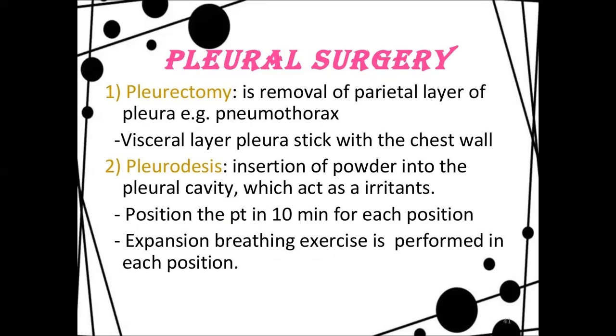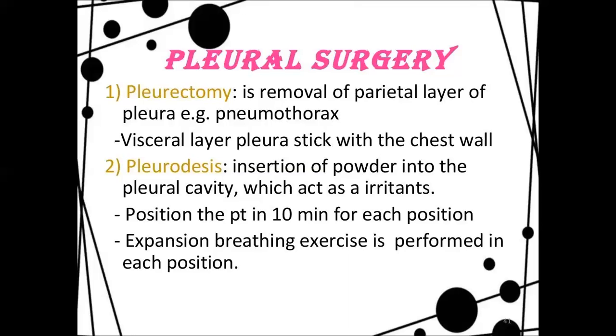Pleural surgery. Pleurectomy is removal of a partial layer of pleura. Example, pneumothorax. The visceral layer of pleura sticks to the chest wall. Pleurodesis, insertion of powder into the pleural cavity, which acts as an irritant.